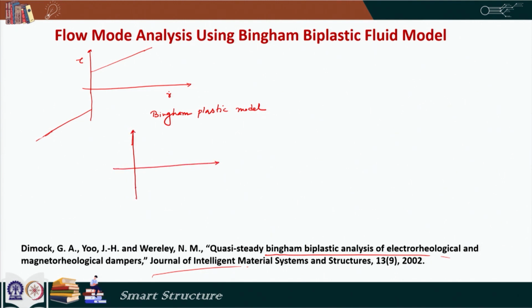What the Bingham biplastic model says is that this post yield region is divided into two parts. Depending on whether it is shear thinning or shear thickening, the graphs would look like this. Let us do it for shear thickening first. If it is shear thickening, the graph looks like this, and again it is the same whether we are on the positive side or negative side, just the sign changes. We can see that after some value of shear strain rate, the slope of the stress versus shear strain curve increases, which means the viscosity increases. So, it is shear thickening.